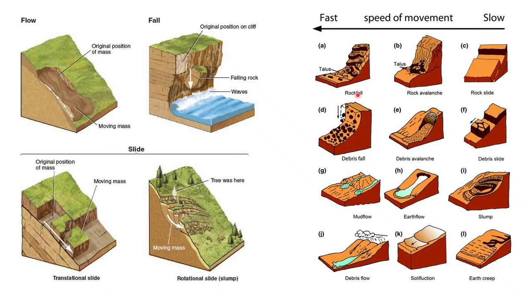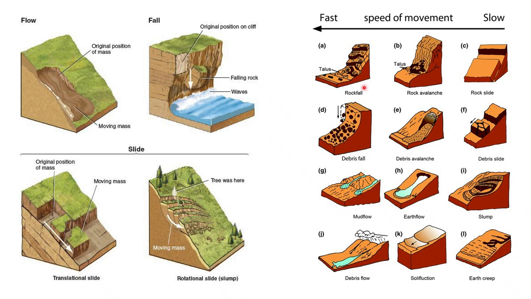For example, rock fall is very fast, because it will fall down due to gravitational force. And rock avalanche, rock slide is a bit slower, where we can see the movement and we still sometimes have a minimal time to make a reaction. And then we have debris fall. This is quite fast, and most of the time the speed of movement of the mass wasting depends on the slope.